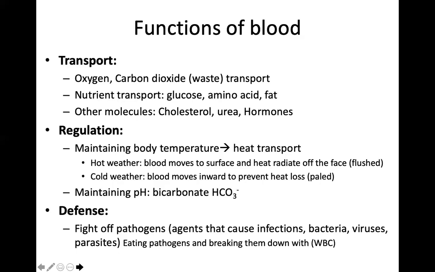defends it is using white blood cells or WBCs. One way these white blood cells can defend you is by literally eating up your pathogens and breaking them down to smaller pieces. Is that the only way your body is defended against pathogens? The answer is no. But for now, one of the most important ways it does is by literally eating up those pathogens.